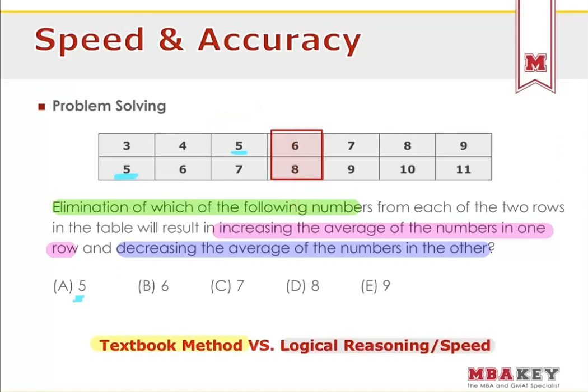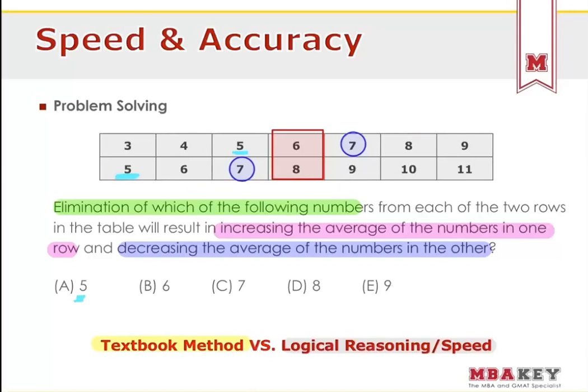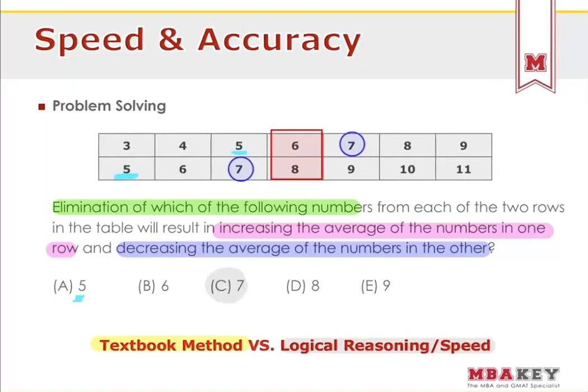The answer is 7. Because if we pull 7 over here and 7 over here out of each row, you can see that 7 is on the high end here, 7 is on the low end here, and therefore the average should go in different directions, right? The new average should go in different directions. And that is why our answer is C. Recognizing patterns is a really important skill to have, whether you're doing a math question or a verbal question.